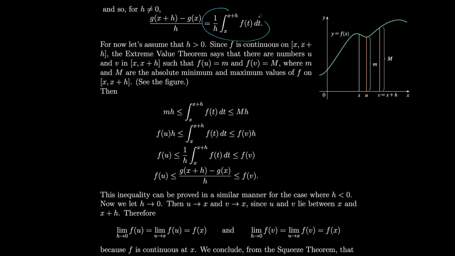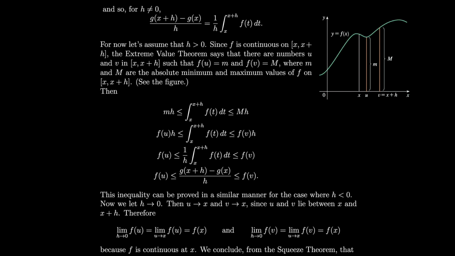I need it to look like this integral, though, with the 1 over h. So I replace m with f of u, because that's exactly what m is, and I divide by h. Now I have this integral on the inside, which is equal to this, so I replace it. So I know now that basically the derivative without the limit is greater than or equal to f of u, and less than or equal to f of v, where those are the minimum and maximum on the interval.